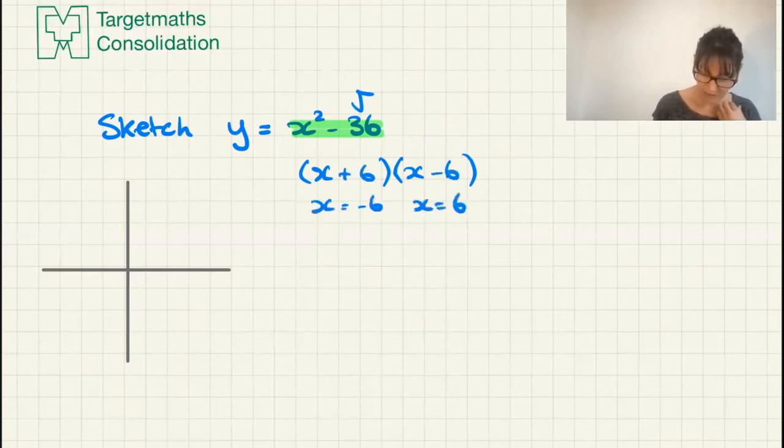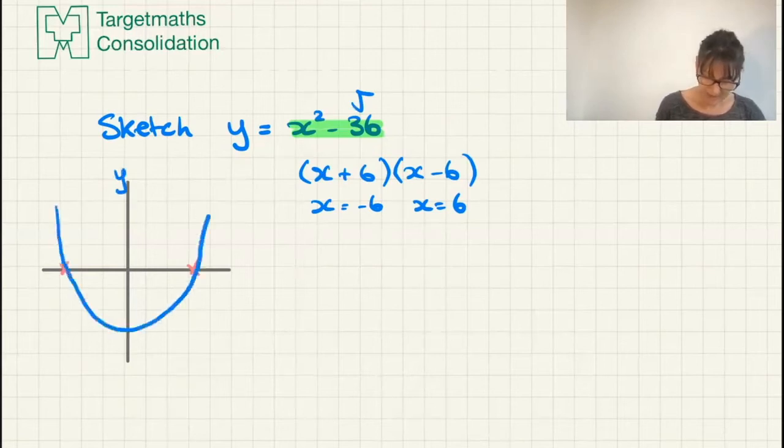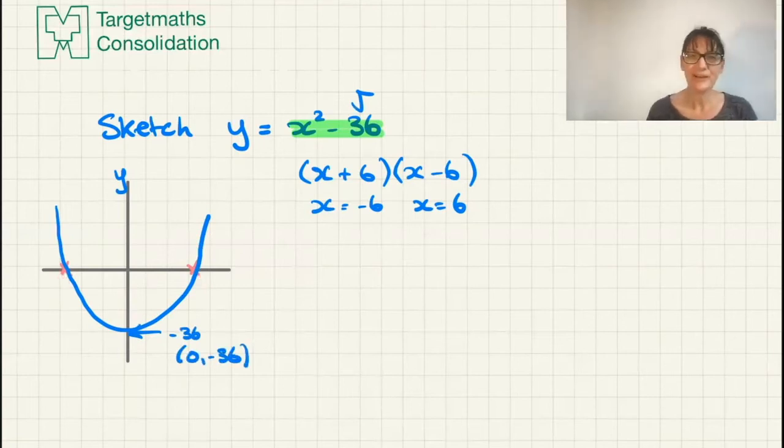And then my graph is going to cross with that symmetry. -36 is where it crosses the y-axis. So if I'm going to do this by hand, that point there is -36, or you could call it the coordinate 0, -36, and then these points are our roots, -6 and 6. Okay, so hopefully that went well.